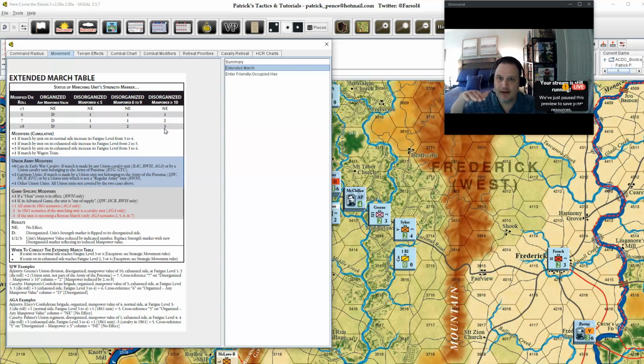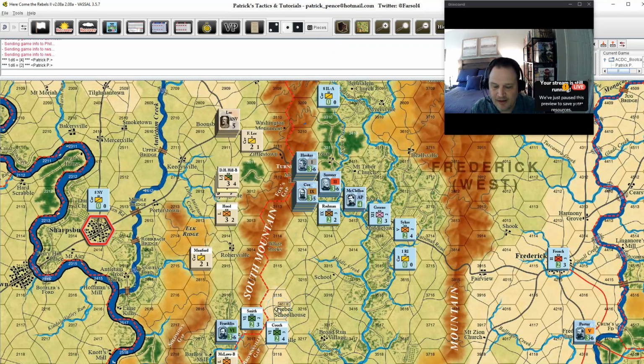If they're already organized, the first thing that will happen is they will flip to disorganized. But if they're disorganized already and they start failing these extended march rolls, then they will start hemorrhaging manpower, and it will get less and less. The worst case scenario is, for example, if you roll higher than an 8 and it's got a manpower, not combat value, of 10, you could lose 3 manpower just like that because of an extended march roll. So you really have to want to move from point A to point B. That's another consideration: when do I rest these guys? When do I move? When do I not move?